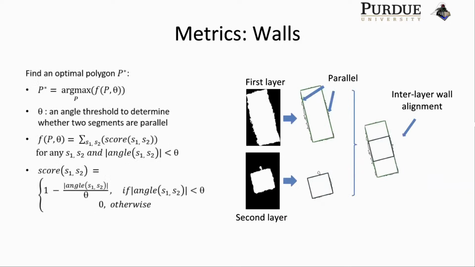The goal of the wall metric is to find an optimal polygon where two segments close to being parallel are forced to be parallel by maximizing an optimization function. The function is defined in a similar way. As you can tell in those examples, after regularization, the walls, both inter or intra, are parallel.